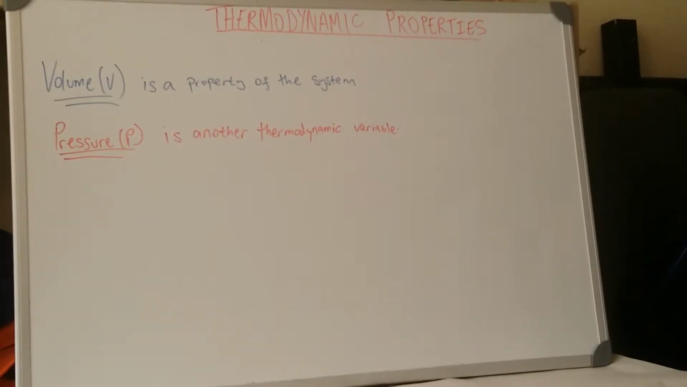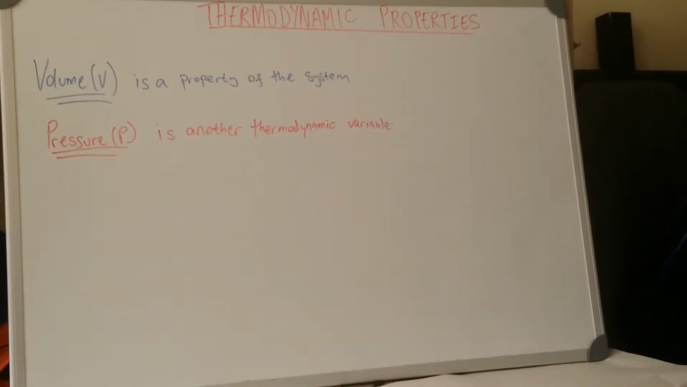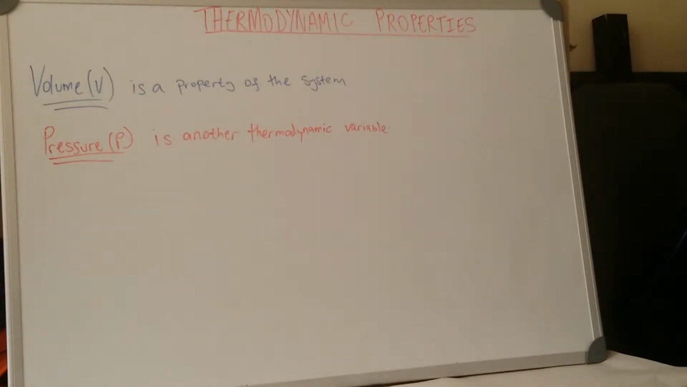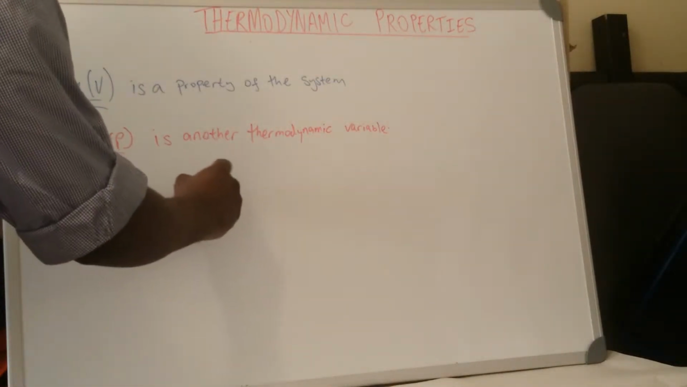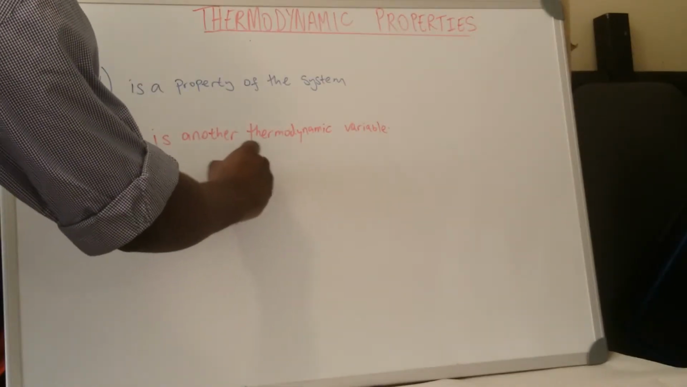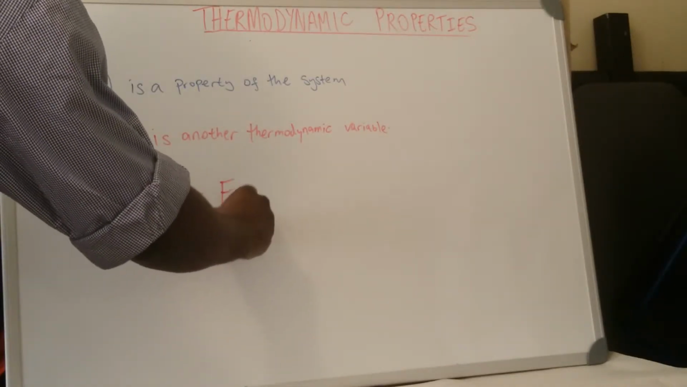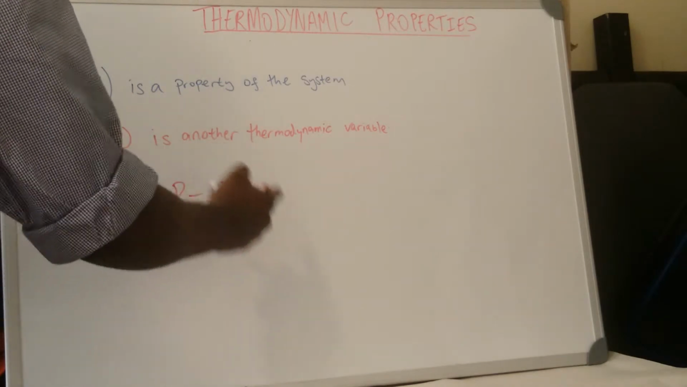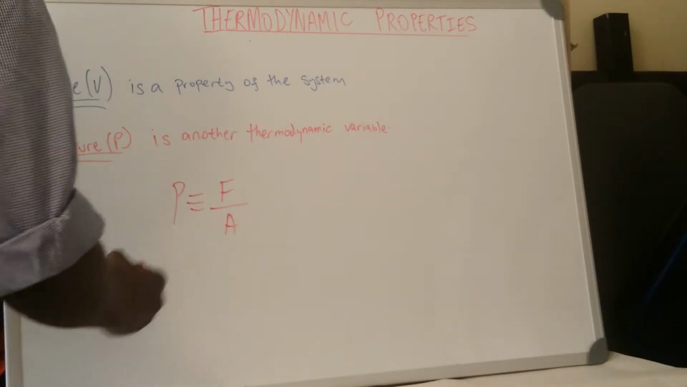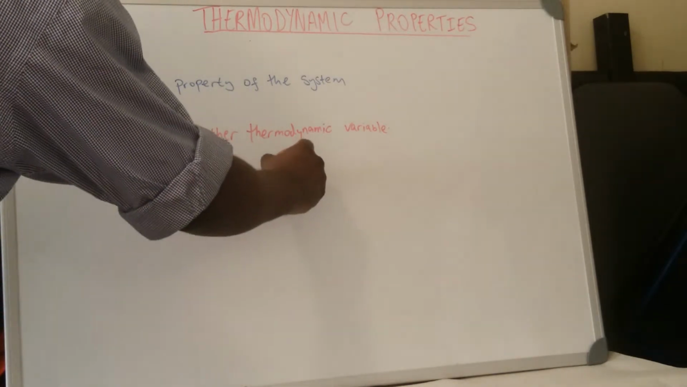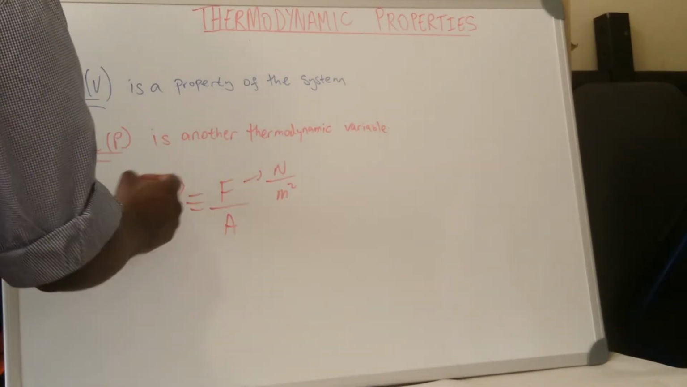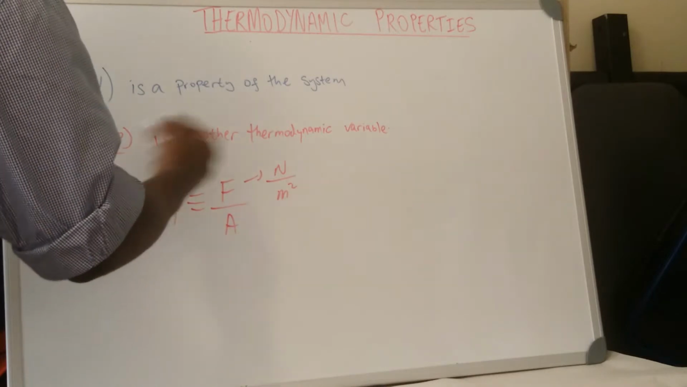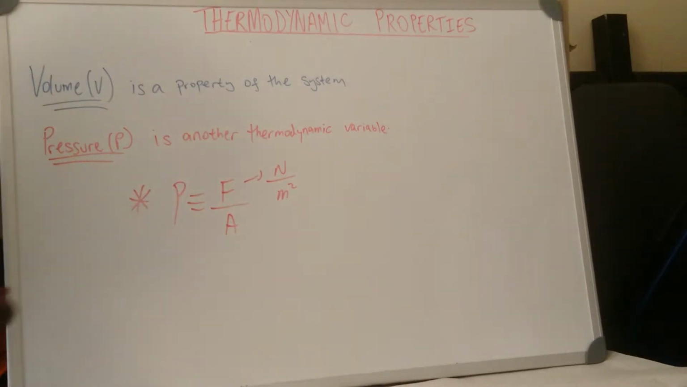Thermodynamic properties. Volume is a property of the system, and pressure is another variable. Pressure is defined as P equals force divided by area. Pressure is measured in Newtons per meter squared. So pretty much you have to memorize this. It's a review of physics, by the way.